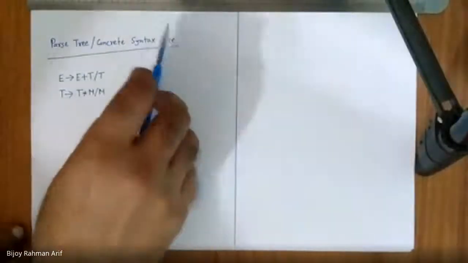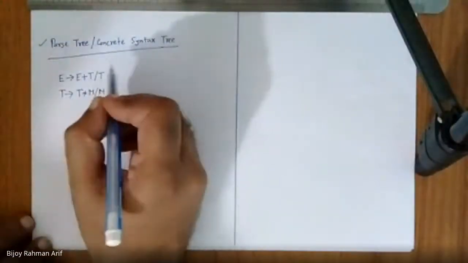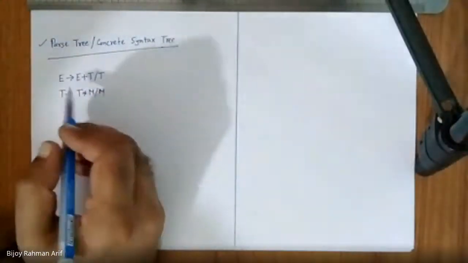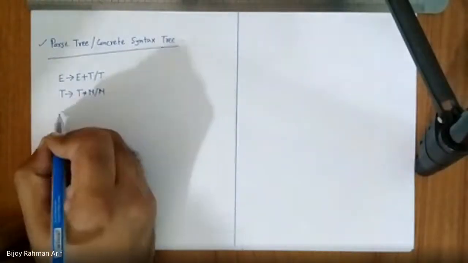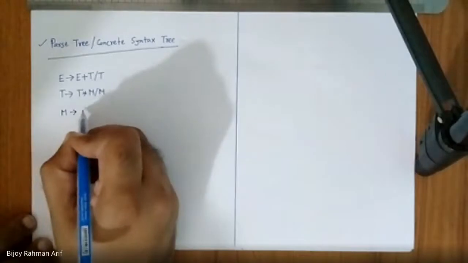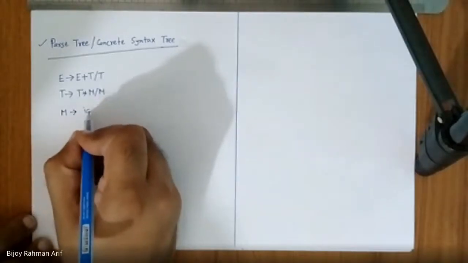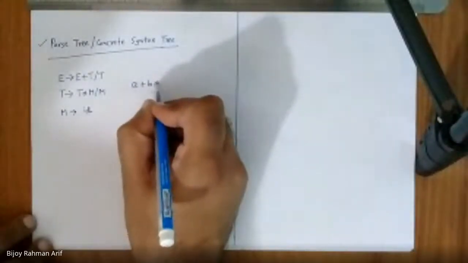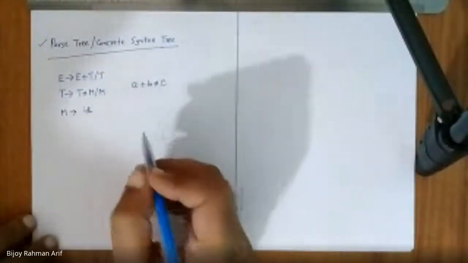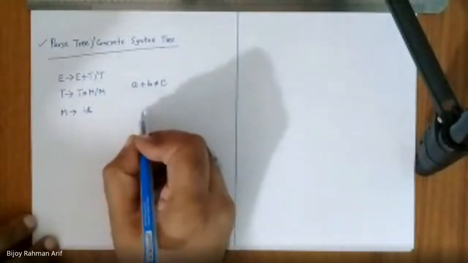So one thing is called parse tree or concrete syntax tree. Let's take this grammar: E derives E plus T or T, T derives T star M or M, M derives, let's say, ID. Now, if you give this one, A plus B star C, what would be the parse tree? Parse tree is like this.